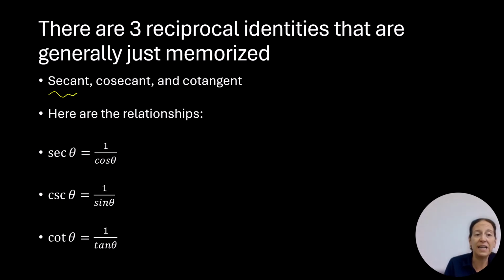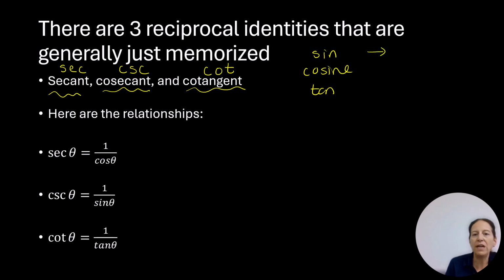So they are secant, cosecant, and cotangent. The abbreviation for secant is SEC, cosecant is CSC, and cotangent is COT. So that's secant, cosecant, and cotangent. Here's what I memorized. So you already have sine, cosine, and tangent. Every trig function goes with a co-trig function, and so tangent and cotangent go together.